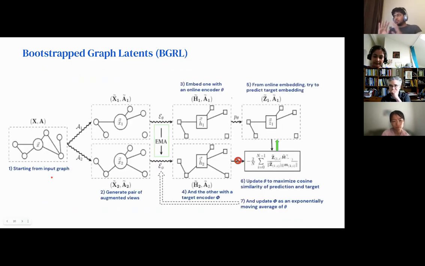So just as a recap, start with the input graph. You make a pair of augmented views. You embed one of them with the online encoder and one of them with the target encoder. From the online embedding, we try to predict the target embedding. We use the cosine similarity to train the online encoder. And phi is just a straight exponentially moving average of theta.